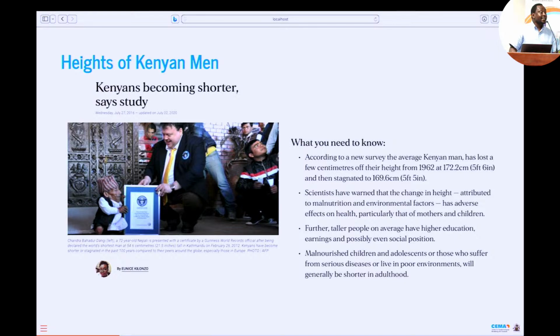Now, there are scientists that have warned that this change in height that can be attributed to malnutrition and environmental factors has adverse effects on health, particularly that of mothers and children. And we know that taller people, on average, tend to have higher education, earnings, and possibly even social position. Is that true?